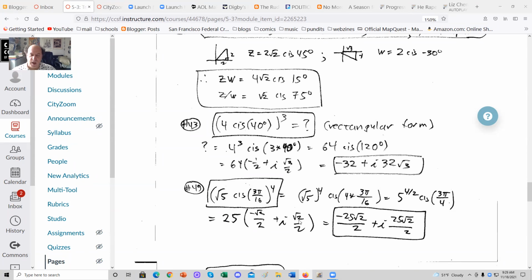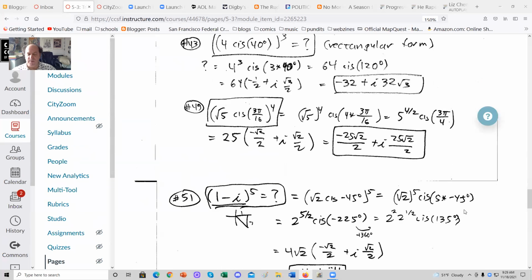Cosine is negative root 2 over 2. Sine is root 2 over 2. So minus root 2 over 2 plus i root 2 over 2 times 25. Multiply the 25 throughout, and here's the rectangular form: minus 25 root 2 over 2 plus i times 25 root 2 over 2.